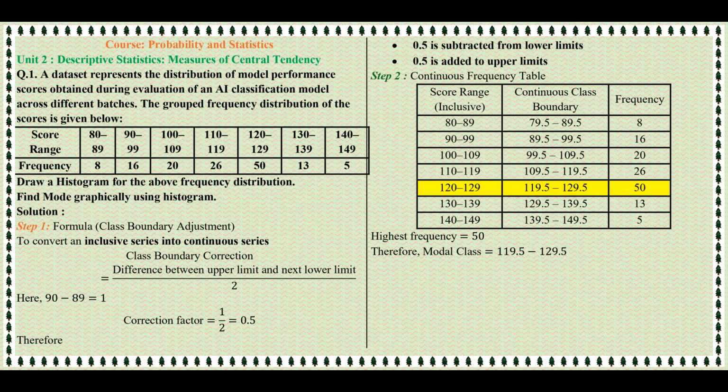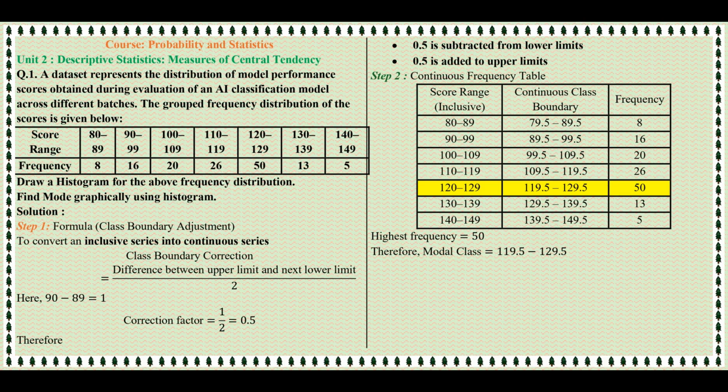Each class has equal width, which is very important for histogram. Now, among all frequencies, the highest frequency is 50, so the modal class is 119.5 to 129.5. This is the class where the maximum number of observations lie.